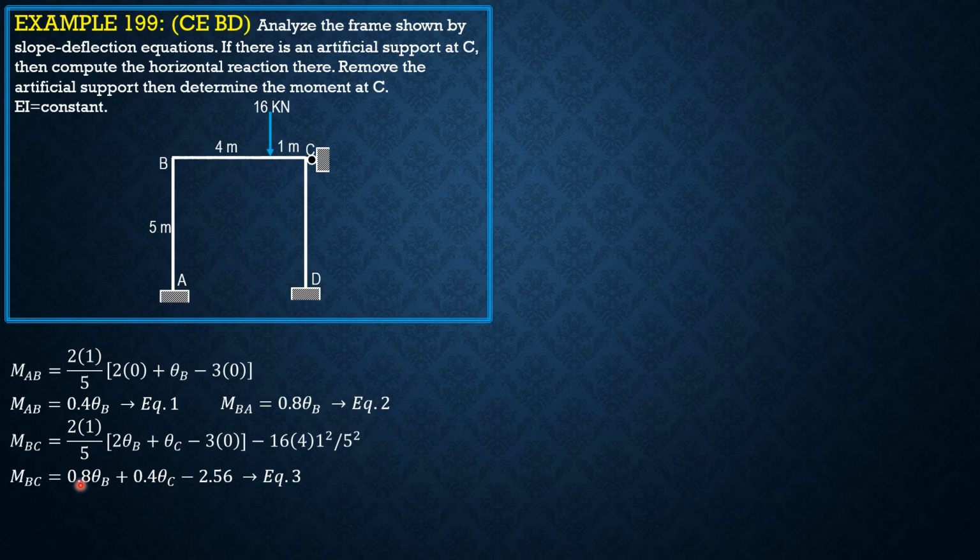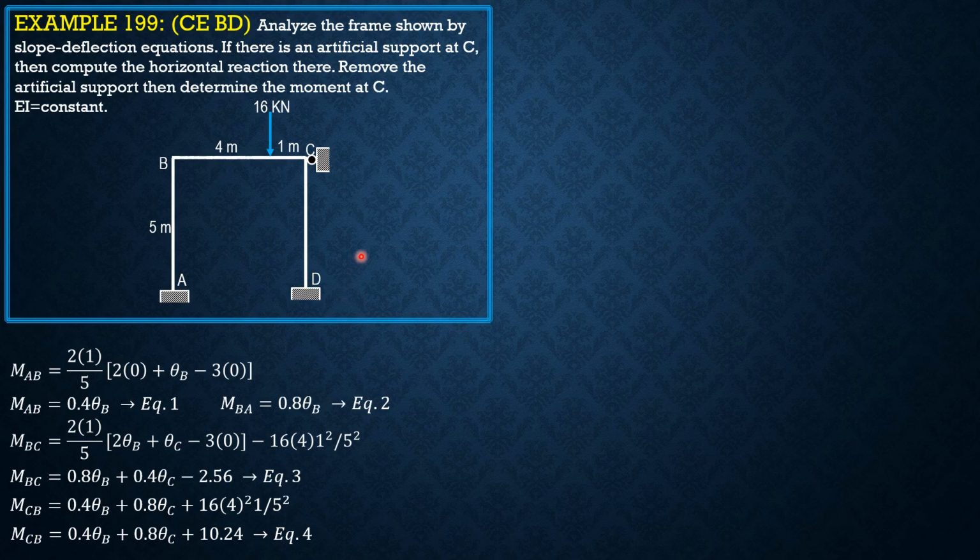Then next is MCB. We interchange coefficients. Then the fixed moment is positive. So plus 16, 4 square, 1 over 5 square. Simplifying, MCB is equal to 0.4 theta B plus 0.8 theta C plus 10.24. Call that equation 4.